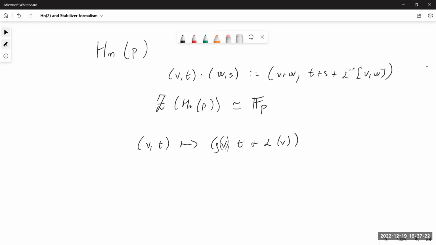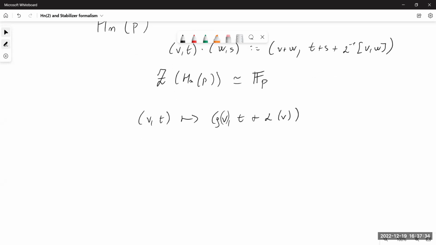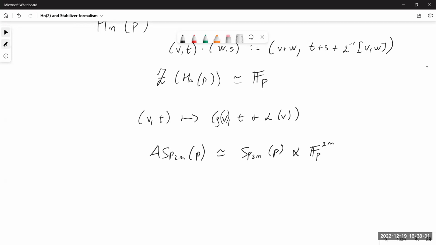Where this G, for the Heisenberg group, must be a symplectic matrix, and alpha is just a linear function. So we saw that these automorphisms form another group, the affine symplectic group, and this is basically the semi-direct product of the symplectic group with the phase space.